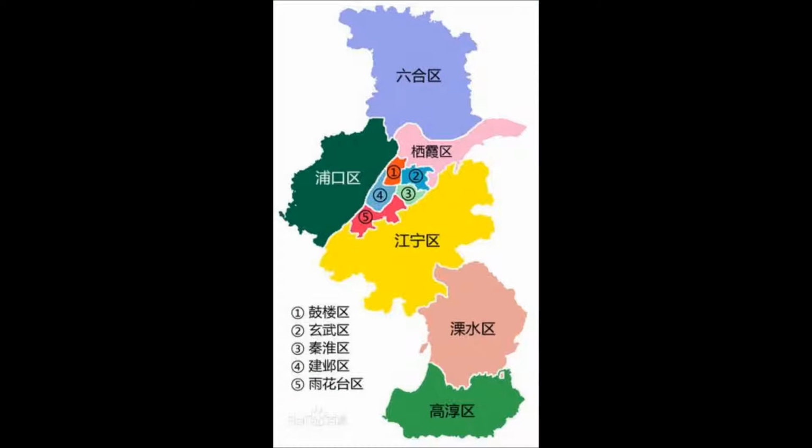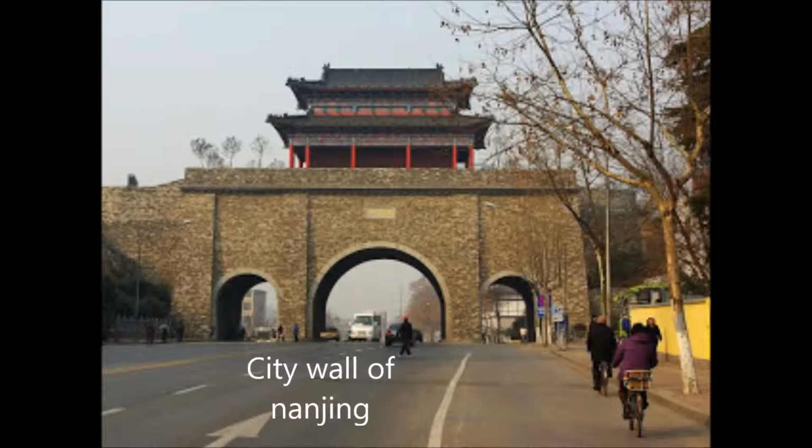Nanjing is made up of 6 different parts. They are quite big, actually. If you want to get into Nanjing, you must pass the city gate, which is shown in the picture. And the city wall has two sides.